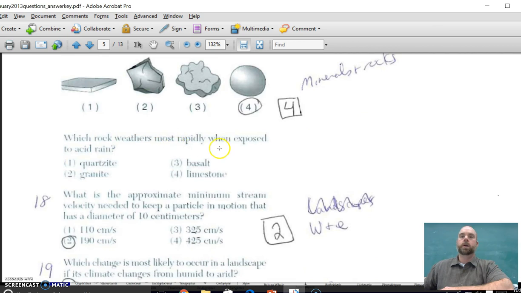Which rock weathers most rapidly when exposed to acid rain? Your answer is going to be limestone. I missed that one as a question. Shame on me. Answer is going to be limestone.